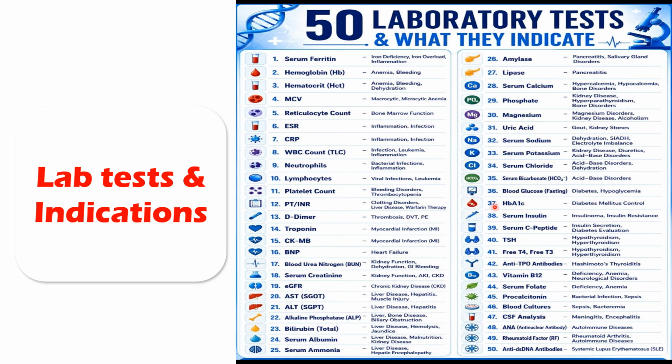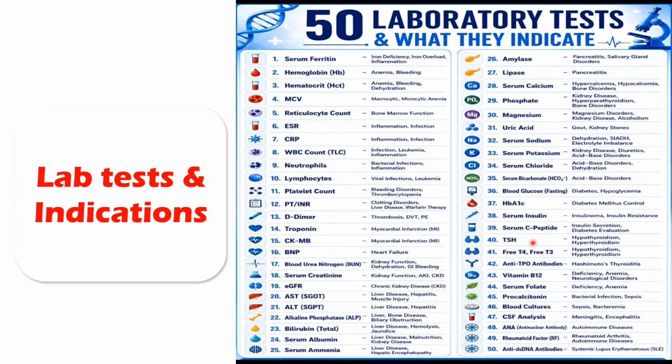HbA1c or glycosylated hemoglobin is indicated in case of diabetes mellitus control. Then serum insulin in insulinoma, then insulin resistance. Serum C-peptide in case of insulin secretion, then diabetes evaluation.